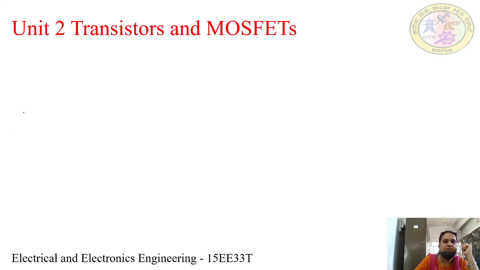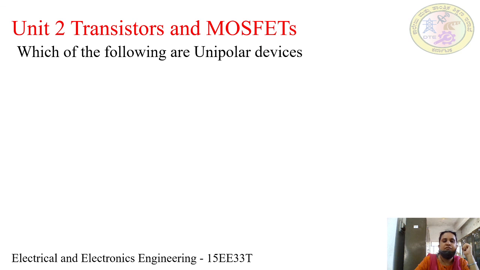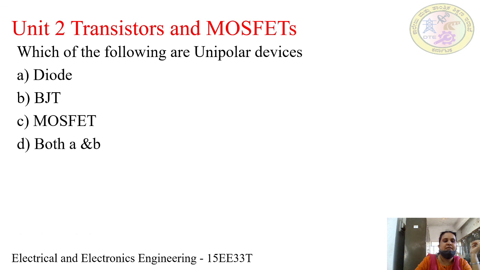Next question, which of the following are unipolar devices? This we already discussed two slides before. The options are diode, BJTs, MOSFETs, and both A and B. Do not get confused with the fourth option. Just understand what the unipolar devices are. The answer is C, that is MOSFET.